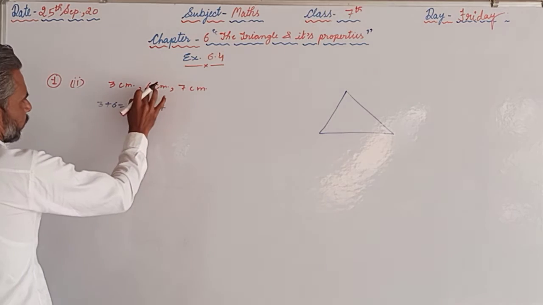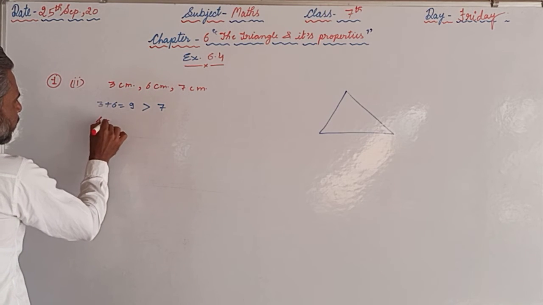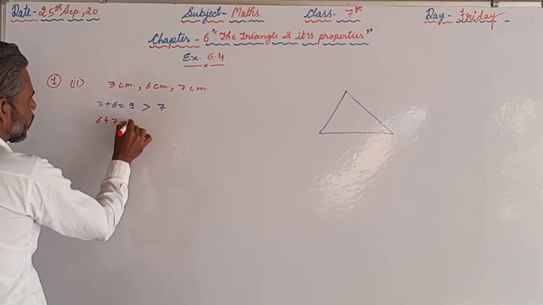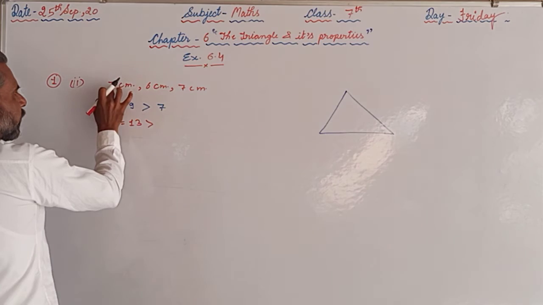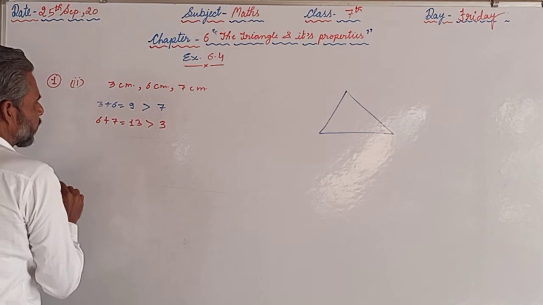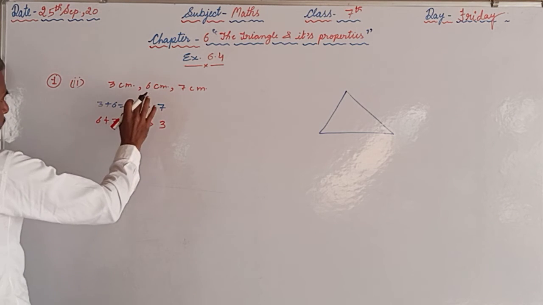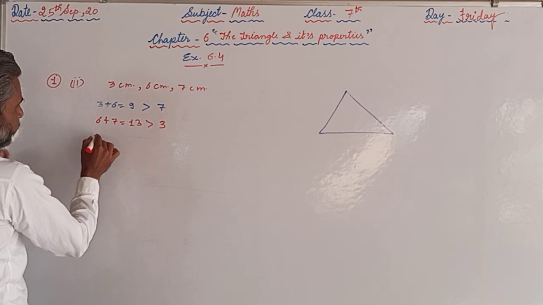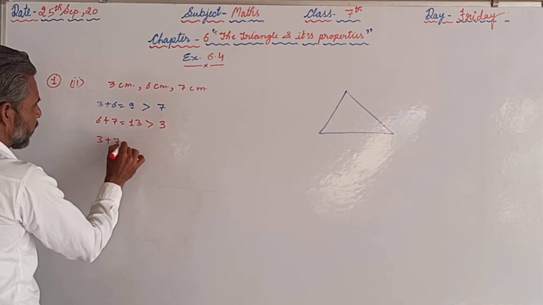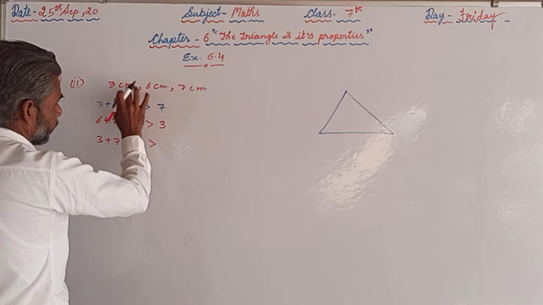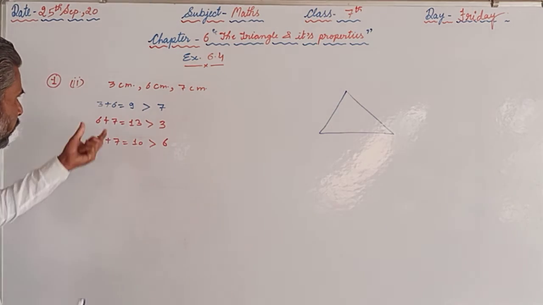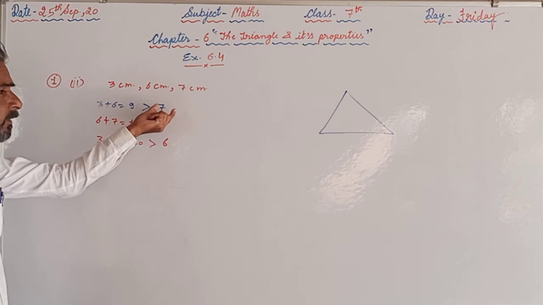Then 6 plus 7 is equals to 13, then 13 is greater than 3. Now we can take 7 plus 3, 3 plus 7 is equals to 10, that is greater than 6. So sum of two sides is greater than the third one.